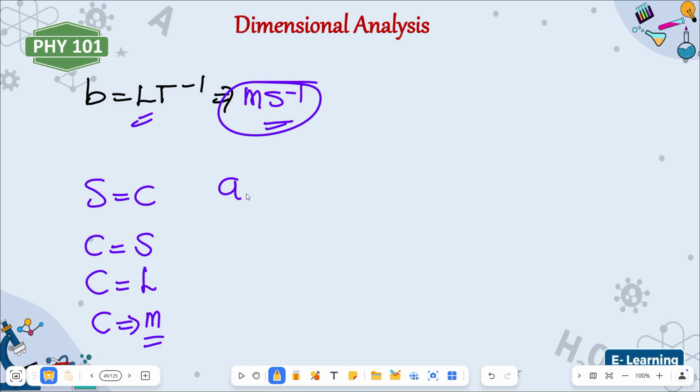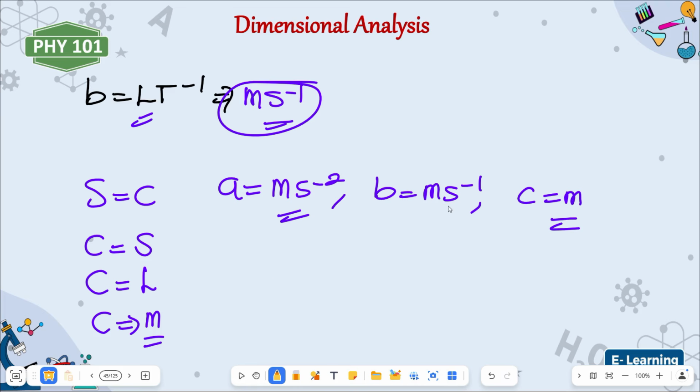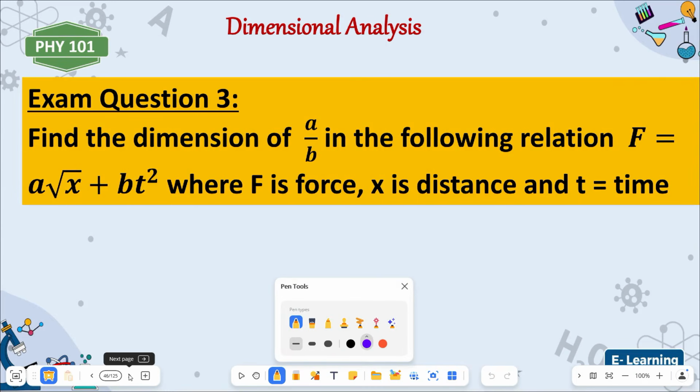So our a is meter per second square. Our b, meter per second. And our c is meter. These are the units. So in the exam, you see something like meter per second square, meter per second, and then meter. You should be able to go through it.